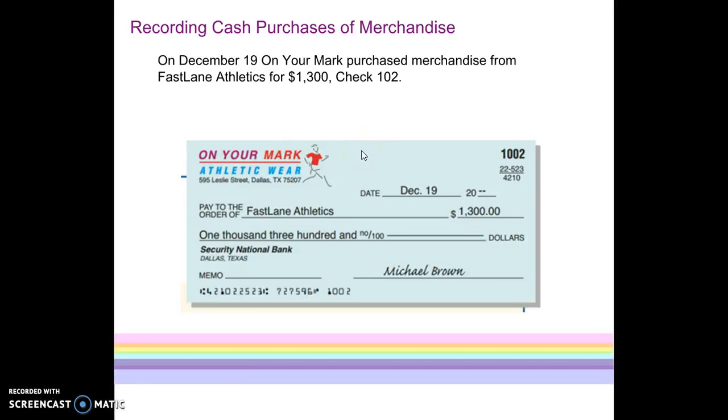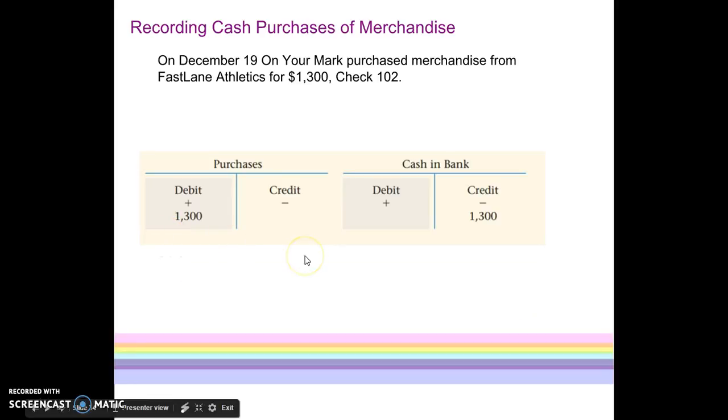But now let's switch gears a little bit, and we are purchasing merchandise. So now we are purchasing items that are needed in order for us to make our product to sell to the customer. On December 19th, On Your Mark purchased merchandise from Fastlane Athletics for $1,300, check 1002. Here is an example of the source document, which we are going to use to determine how accounts are affected in a transaction within our general journal. But before we do that, let's take a look at what it's going to look like in a T account.